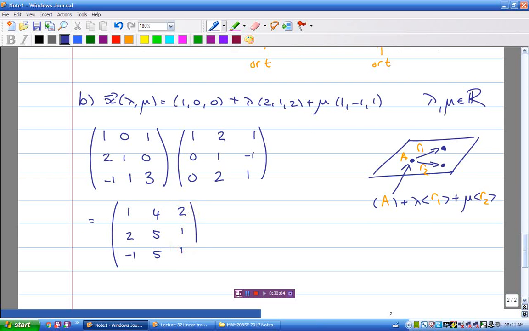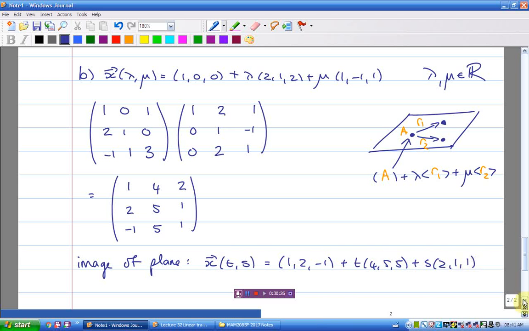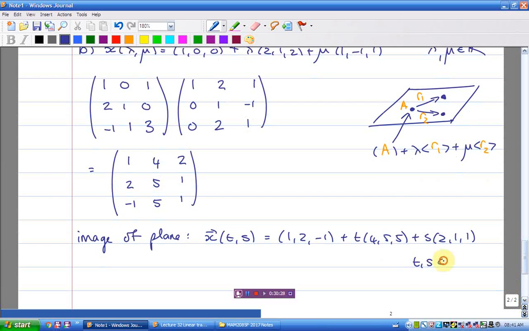So what I have now is a new point and 2 new direction vectors. So image of plane is x, let's go for t and s. My point is 1, 2, -1. Parameter times the one direction plus parameter times the other direction. T and S element R. There we go.